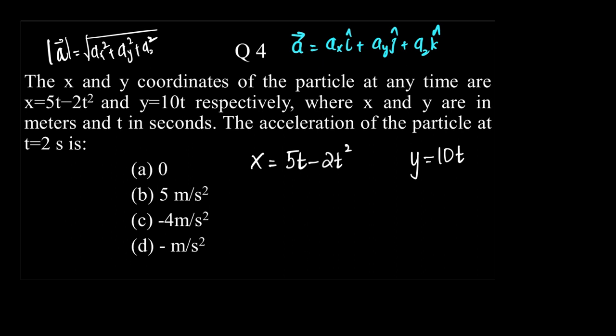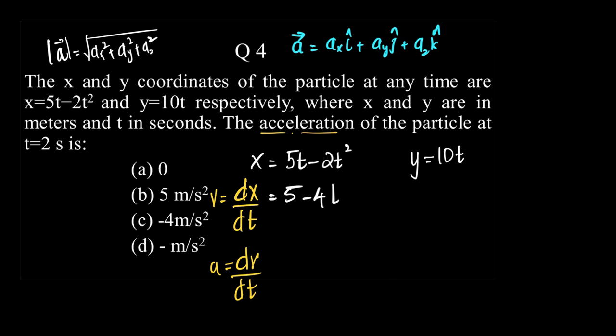Now, the only thing that we need to do is to find the acceleration, right? Now, what is acceleration? Acceleration is rate of change of velocity, right? So velocity is the rate of change of displacement, and acceleration is the rate of change of velocity. So basically, all we need to do is differentiate this equation once, and what do we get? We get 5 minus 4t. Differentiate it once again, what do we get? We get minus 4, right?